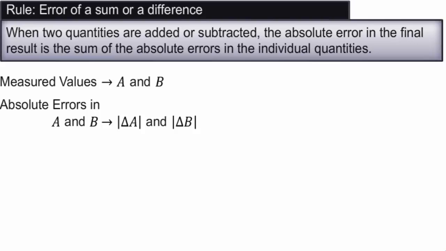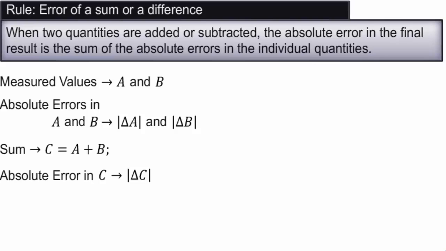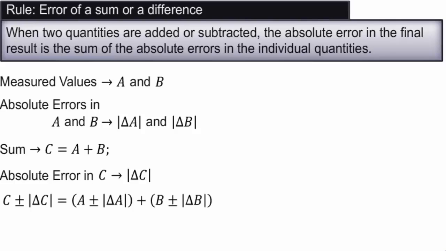We have, by addition, C ± ΔC = A ± ΔA + B ± ΔB. The maximum possible error in C is ΔC = ΔA + ΔB.